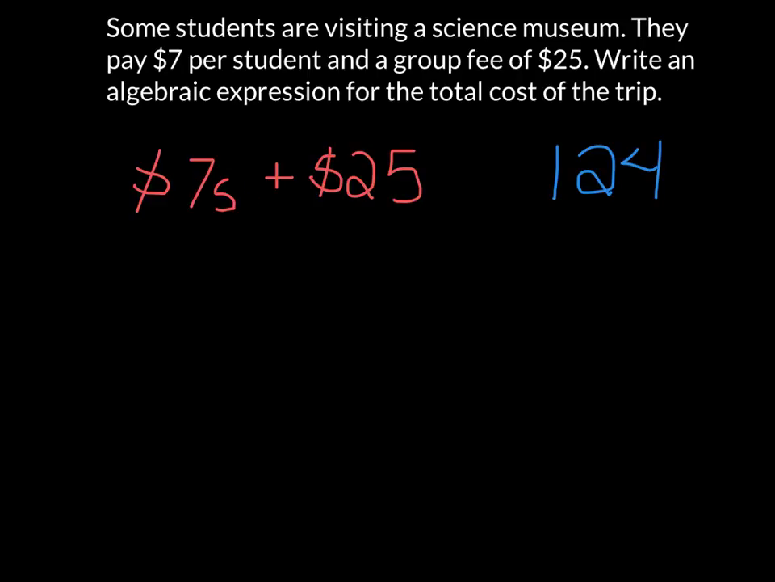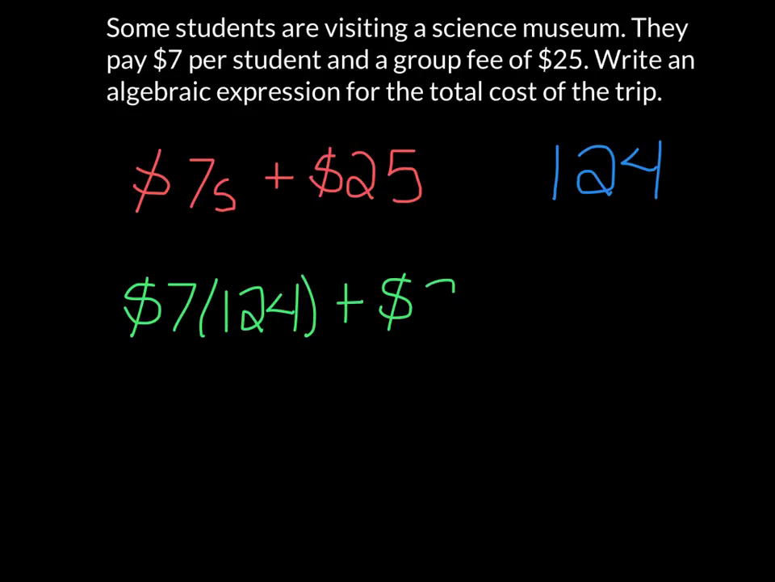So now we'll rewrite the equation to being $7 times 124 plus $25. Don't forget, when they're telling us to evaluate the expression, that means we need to solve it. We can't just leave it in this algebraic expression form. We need to actually find the answer.